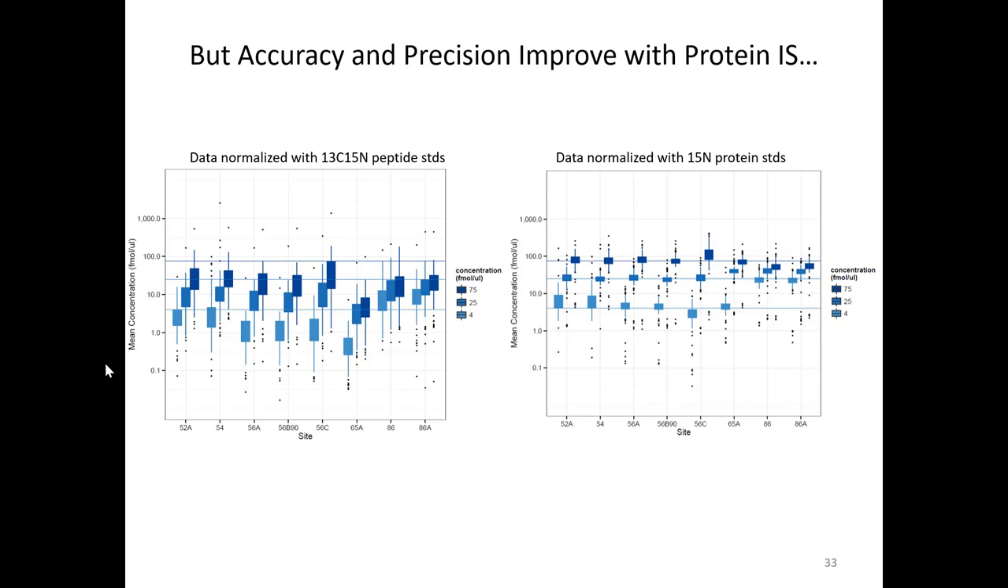That means it's not accurately quantitating what is present in the sample when we normalize with the C13 and N15 standards. However, when we normalize with the proteins, everything pops closer up to the line, and the variability in the peptides that are detected at each site decreases, so there's much less of a range. And again, this just proves the point that using protein as internal standards, while it may come across as a less sensitive assay, the accuracy is greatly improved.